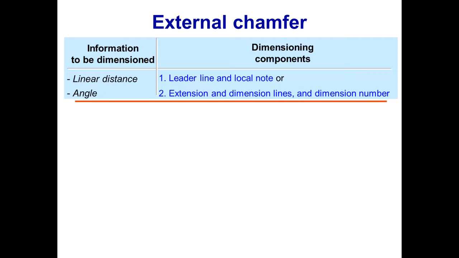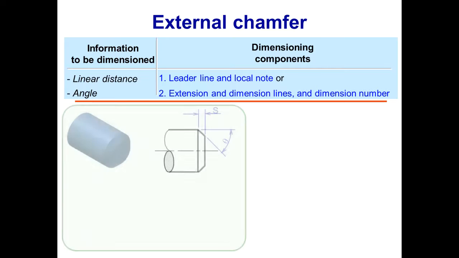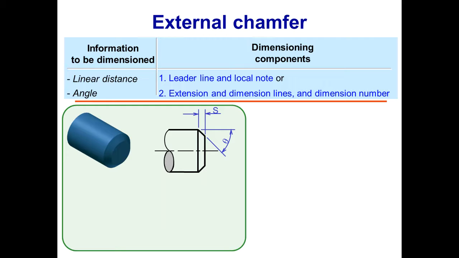Now this is an external chamfer. For the external chamfer, the information that needs to be dimensioned are the linear distance and the angle, and the dimensioning components that will be used are the leader lines, the local note, or the extension and the dimension lines and the dimension numbers. For example, you have a chamfer, so basically you have to dimension it. So what you will do is dimension the distance and the angle of the chamfer. These are the two things that you will use.